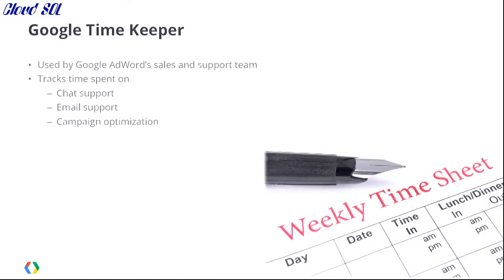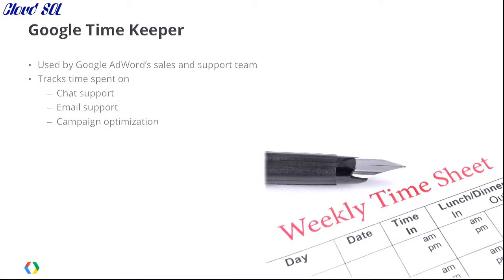I'll give you some examples from within Google about how we use Cloud SQL. The first one is the Google Timekeeper application. It's used by an organization within Google, the AdWords sales and support team, and they use it to track how much time they're spending on chat support, email support, or campaign optimization, and then they use this information to optimize their own workflow. So this is a large organization within Google that's using Cloud SQL for their day-to-day jobs, and it works really well for them.